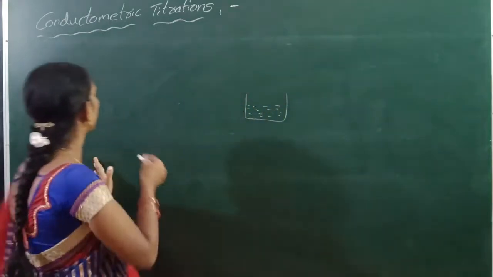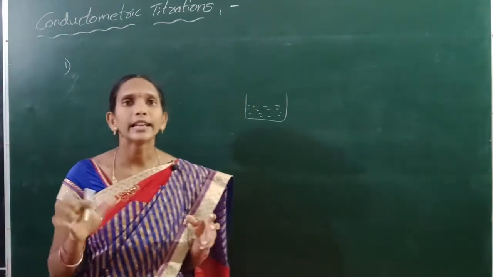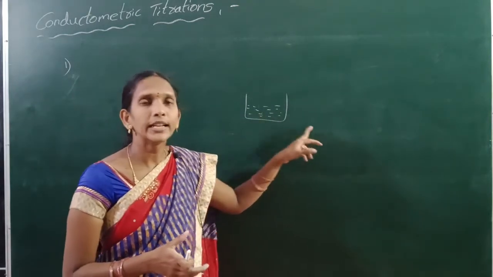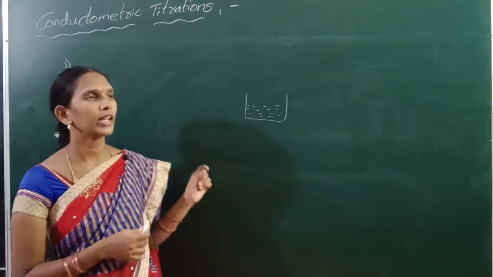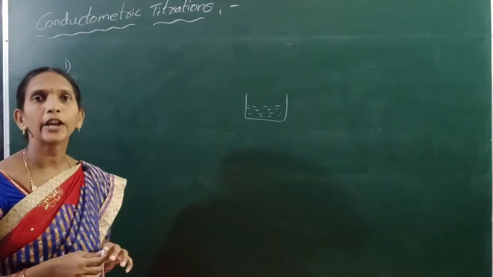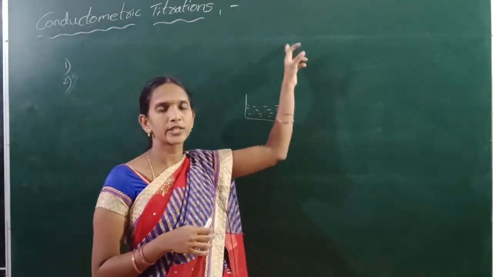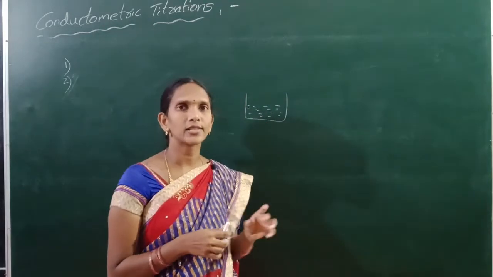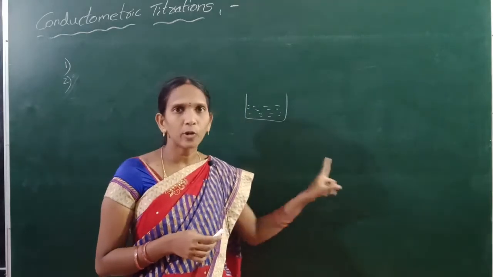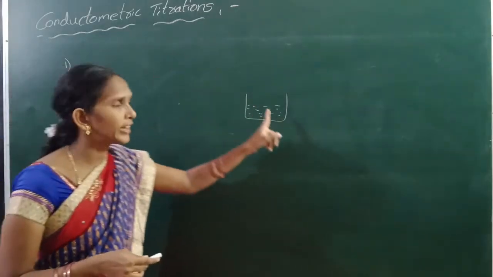The first one is colored solution, where no indicator is used. You can take colored solution, there is no indicator used. The second point is the conductometric titrations are used for dilute solutions also. What is dilute solution? A small amount of solute is dissolved in a large amount of solvent.